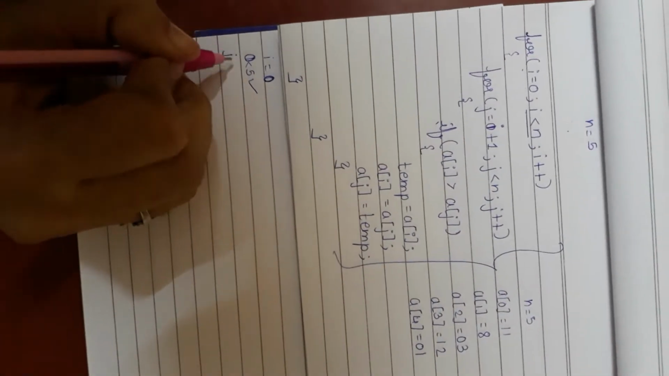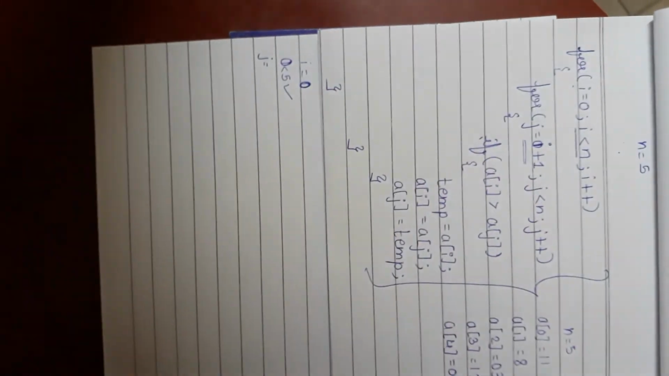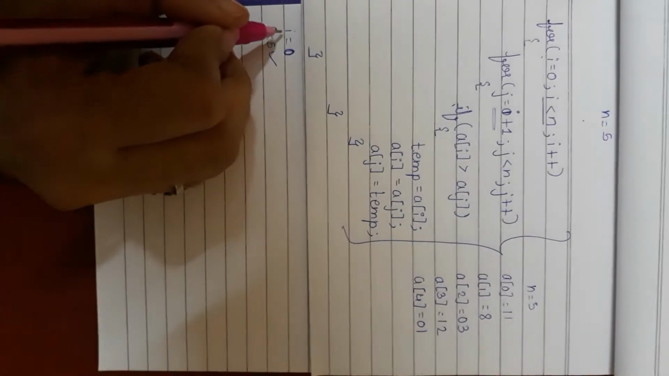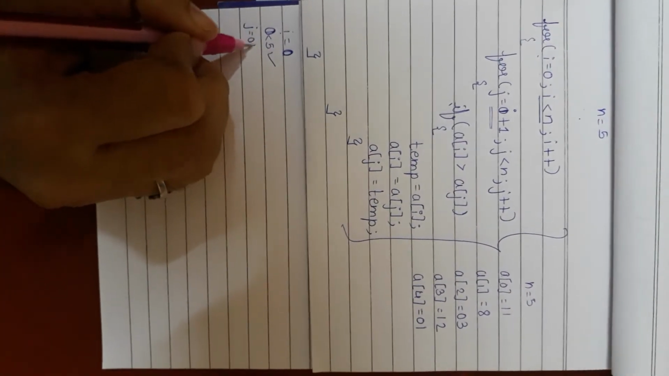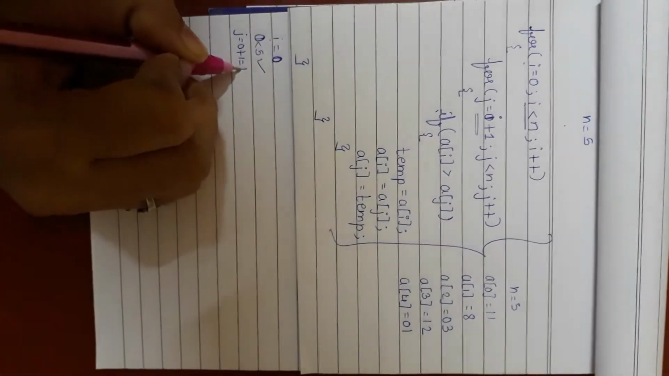After that, what code we have written? j equal to i plus 1. We have written j equal to i plus 1. Okay, so what is the value of i? 0. So 0 plus 1, that is 1. So now we have j equal to 1 as a value.